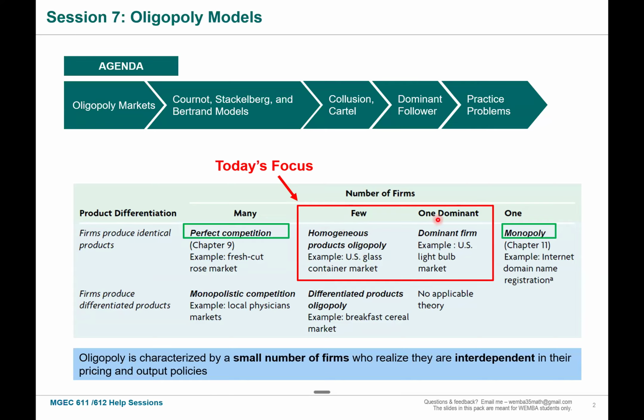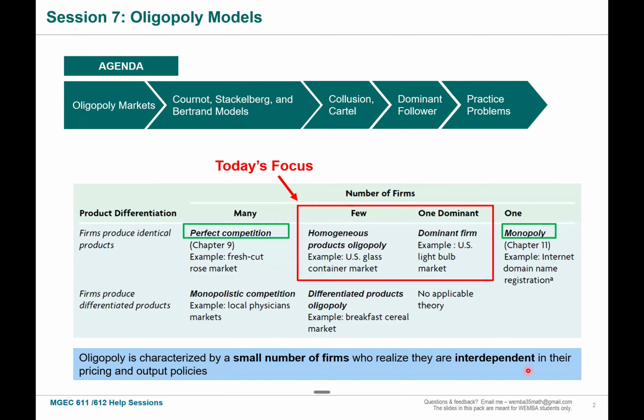And then we have another variant of oligopoly where again there are few firms, but there's one dominant firm, and then the rest are follower firms. The key point in oligopoly is interdependency.